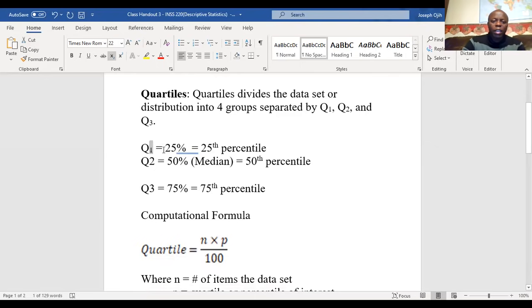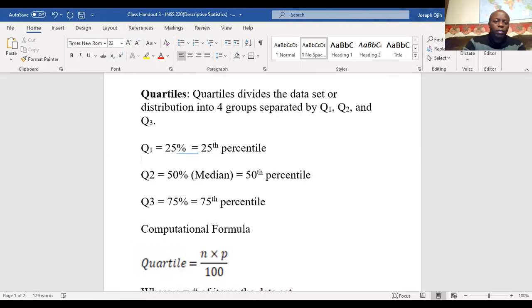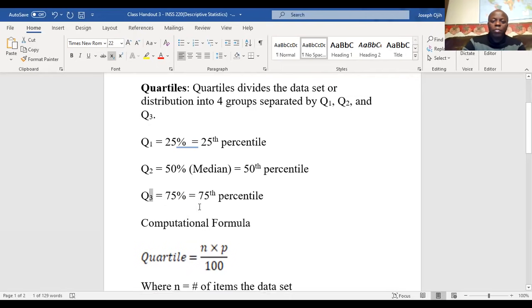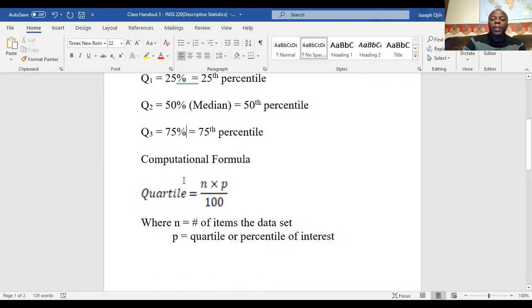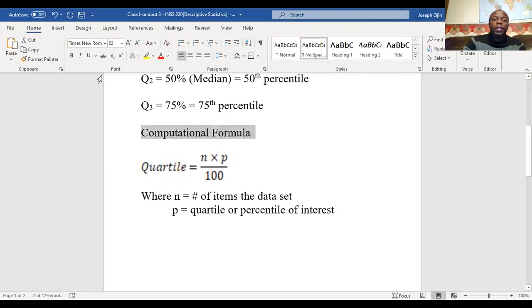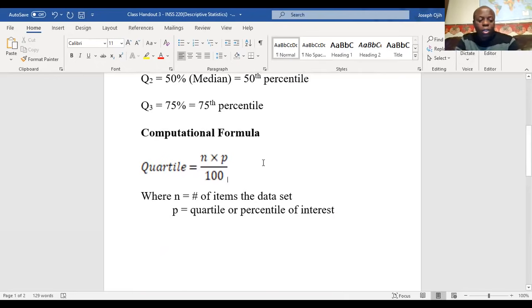Because of this relationship, Q1 is the same as the 25th percentile, Q2 is the same as the 50th percentile, and Q3 is the same as the 75th percentile. Because of this relationship between quartile and percentile, we use the same formula for finding percentile to find the quartile. There are some books with different ways of doing it, but this formula can get you what you need. The formula is n times p over 100, where n is the number of items in the list and p is the quartile or percentile of interest.